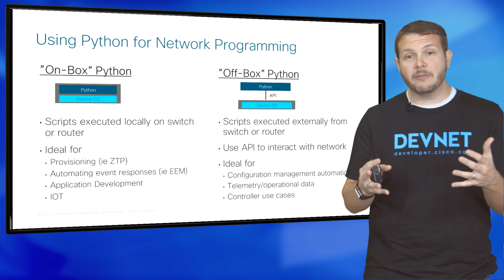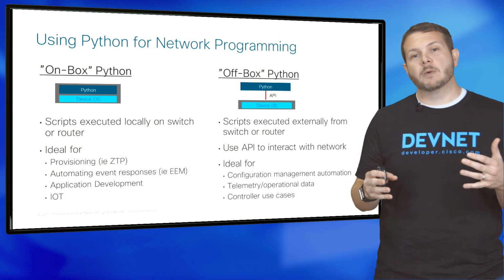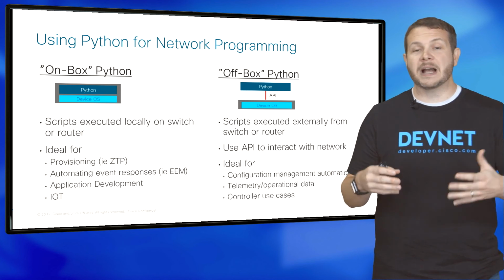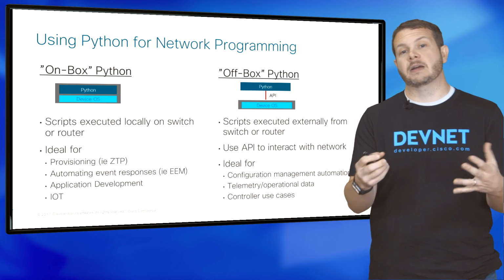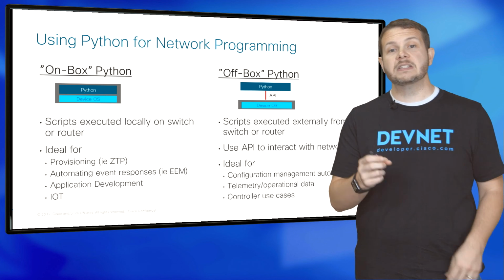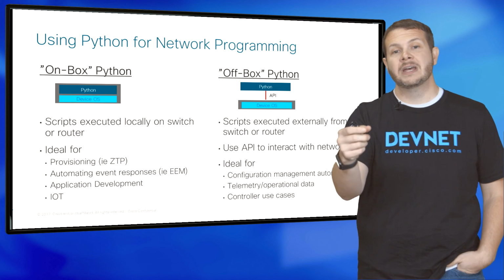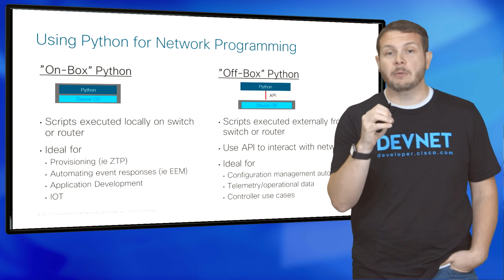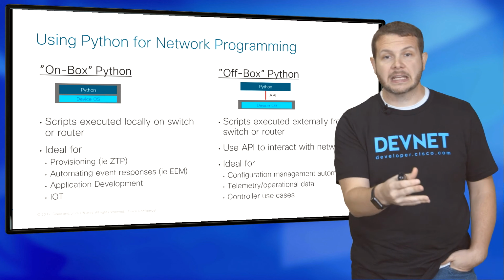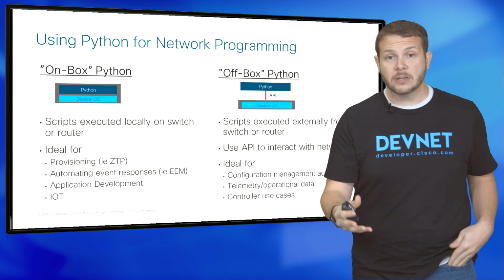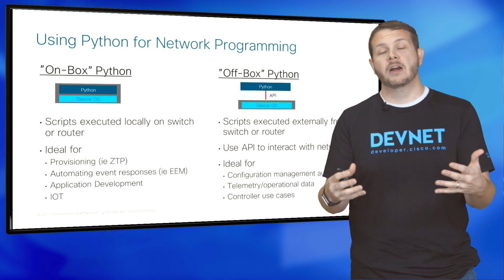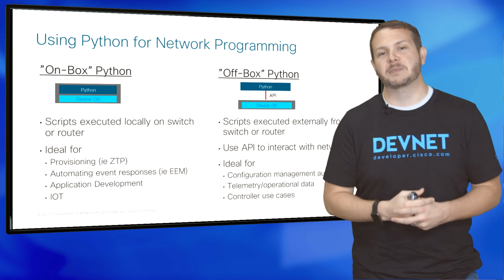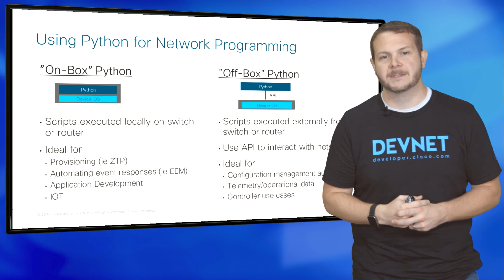However, we also have off-box Python. In this case, we're running our Python code either on our laptops or centrally in a network management system, and we're using different APIs from our Python code to reach into the network. Those APIs might be modern network programmability APIs like NETCONF or RESTCONF, or they could be just CLI interactions, using that as an API to configure and manage your device.